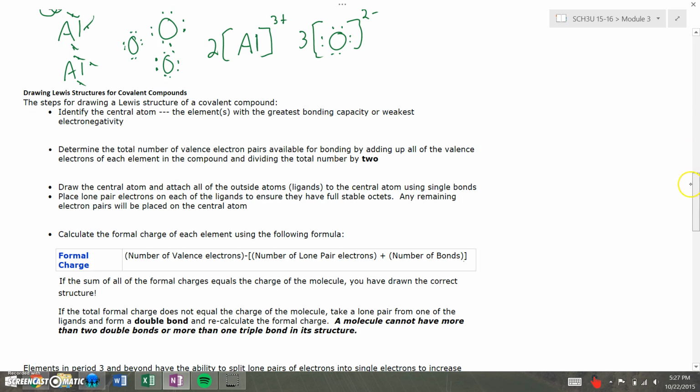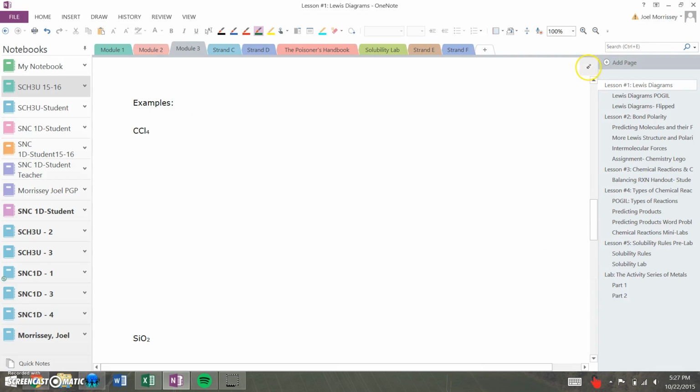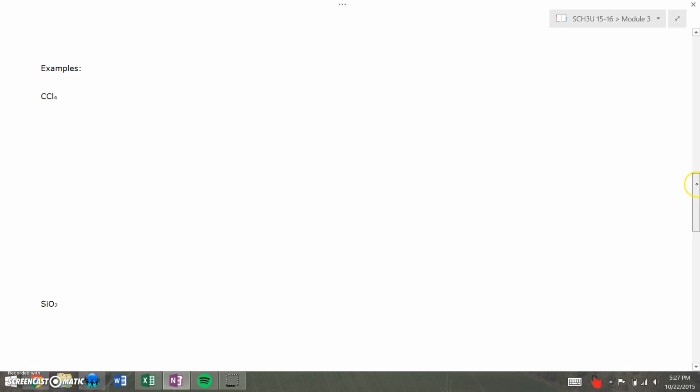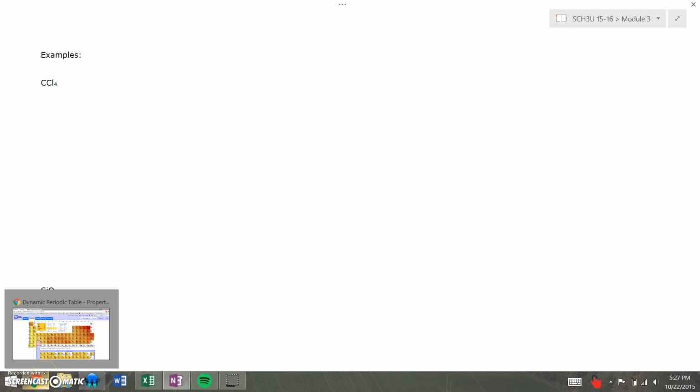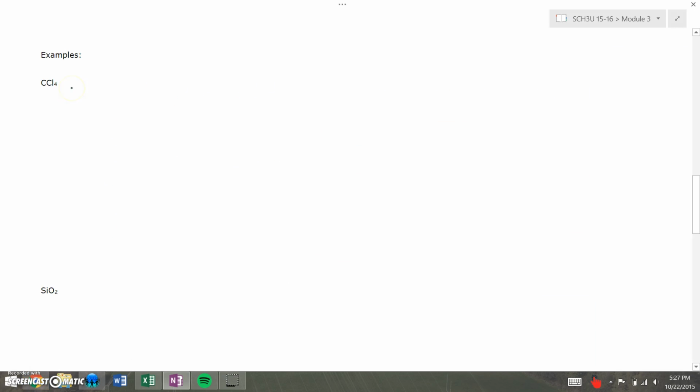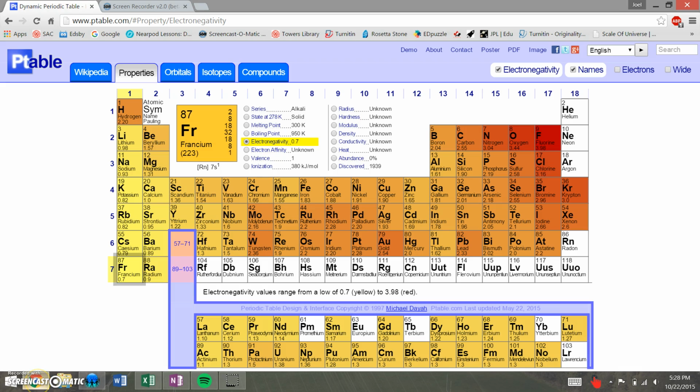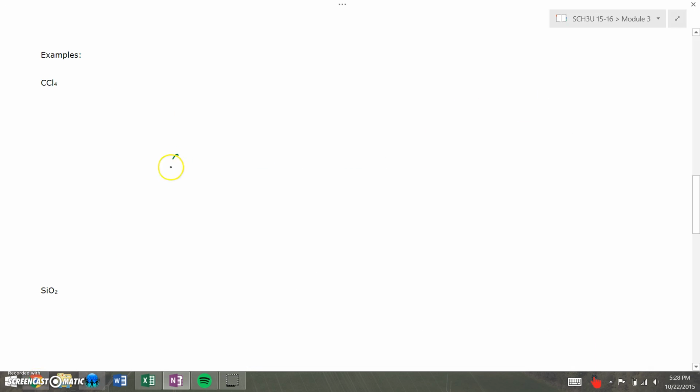So looking at carbon tetrachloride here, we need to start by figuring out what my central atom is. And you'll often find, without even looking at the periodic table, the first one listed and the one with the least number of atoms is often your bonding atom. So we can see just by looking here, chlorine at 3.16 is a higher electronegativity than carbon, so carbon must be our central atom. And this is a good place to start.